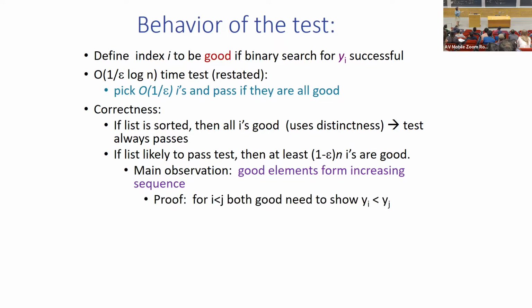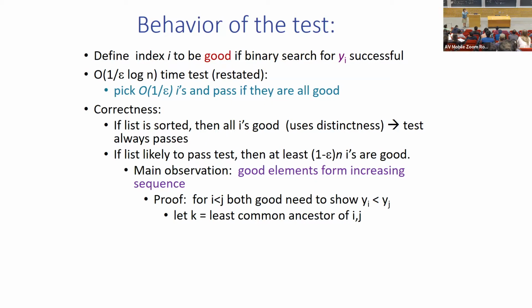Why is it, if I take a pair i and j, they're both good, why is it the case that y sub i has to be less than y sub j? Okay, so I have a pair, i and j, let's assume i is the smaller one. I want to claim that y sub i is also less than y sub j. And all I can assume right now is they're both good. Okay, well, any ideas? Yeah. The binary search. Yes, exactly. So I did binary search for i, I did binary search for j.